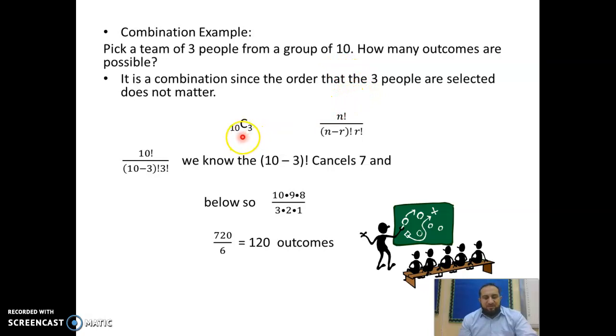That means we can write this as 10C3, and you remember the combinations from when we were discussing the binomial theorem. We learned that nCr is n factorial over n minus r factorial times r factorial. So since it's 10C3, it will be 10 factorial over 10 minus 3 factorial times 3 factorial. Here 10 minus 3 factorial cancels 7 factorial and below. So that means 10 times 9 times 8 over 3 times 2 times 1, and the total outcomes will be 120.